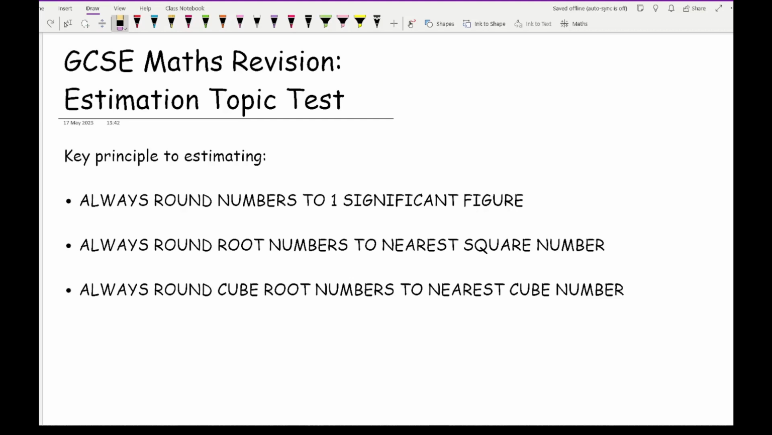The only exception to that is when you have a number inside a root. Then you want to round to the nearest square number, because the easiest numbers to root are going to be square numbers. And similarly for cube rooting a number, to estimate its value, round that number to the nearest cube number. And again, you need to make yourself familiar with square numbers and with cube numbers to make this topic just a little bit easier for you.